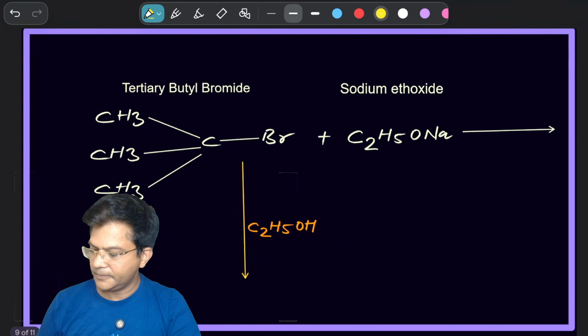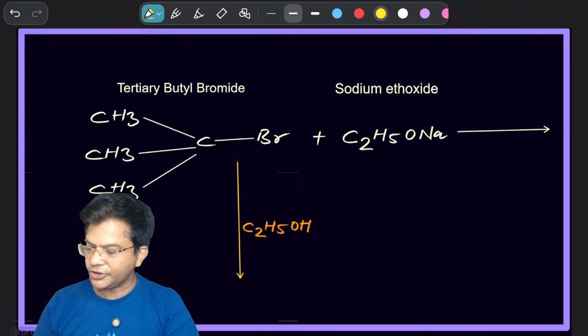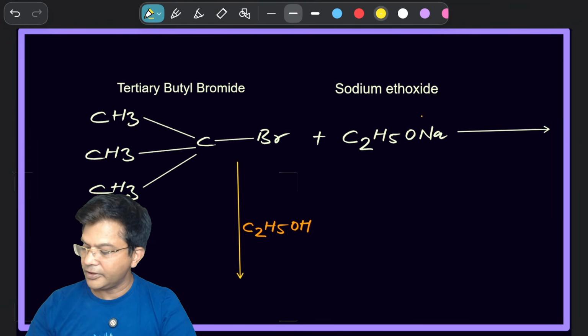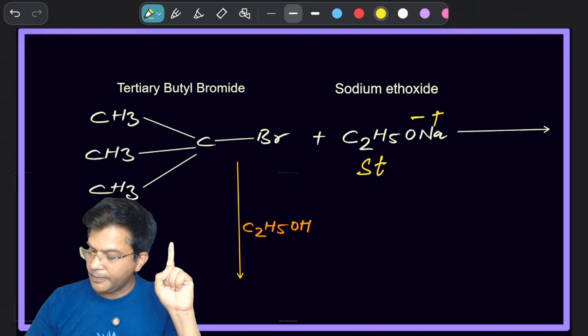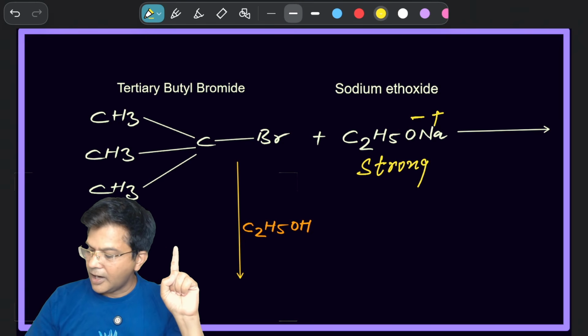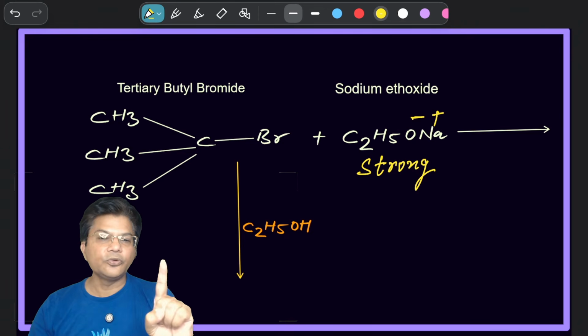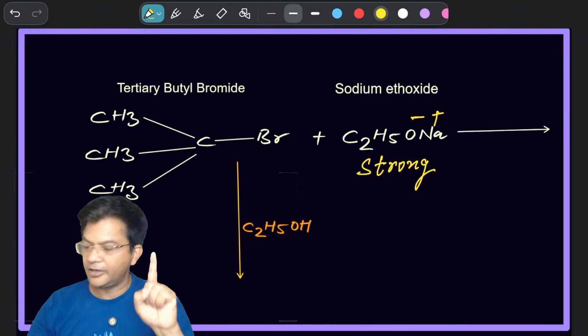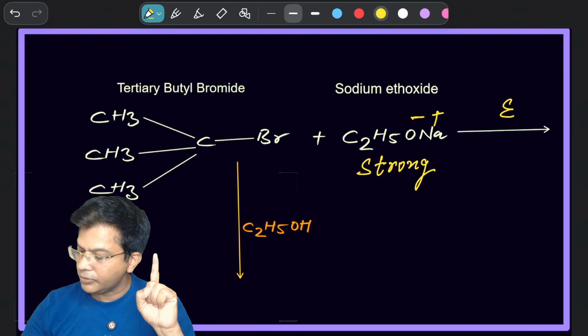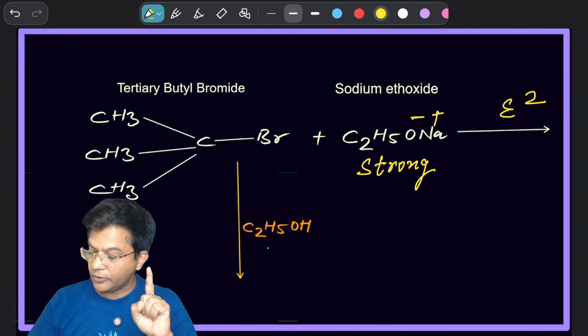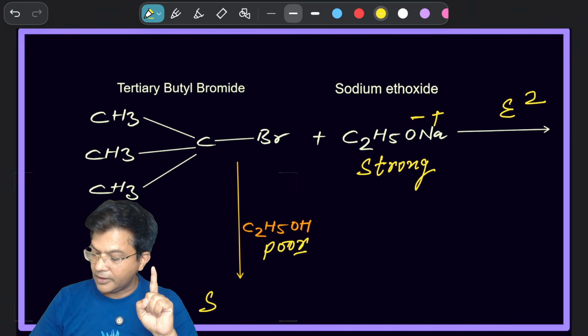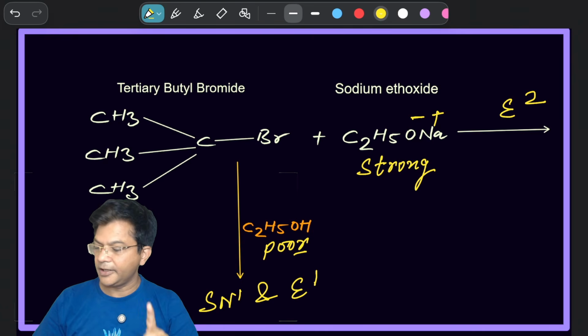Now next, this is your tertiary butyl bromide, and if you see, this is negative and positive, it is strong. But remember that it can't show SN2 because 3-degree is sterically hindered, so only E2. And here, because this is a covalent bond, so poor nucleophile and polar protic solvent, so SN1 as well as E1 both. I hope you are getting my point.